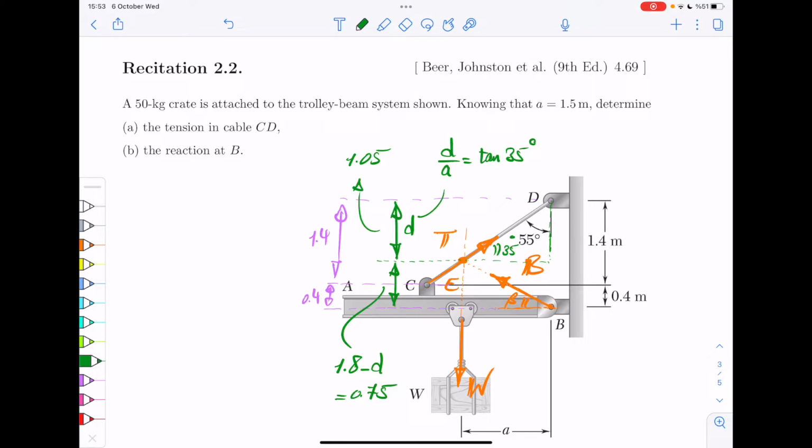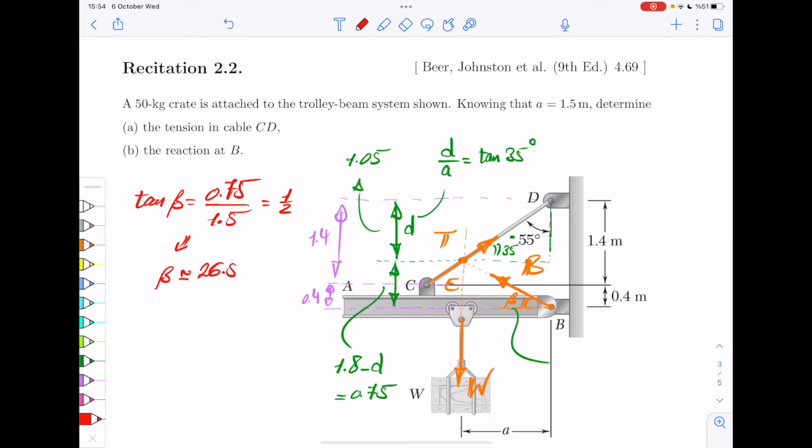So now, if you look at this triangle, you know the distance in front of angle beta, and then you know the distance on the side of angle beta. So you know tangent beta is going to be 0.75 divided by 1.5. That would be, well, almost 0.5 or 1/2, which gives you beta to be almost 26.5 degrees. Does that make sense?